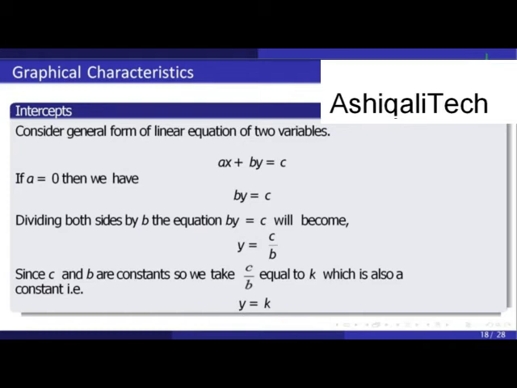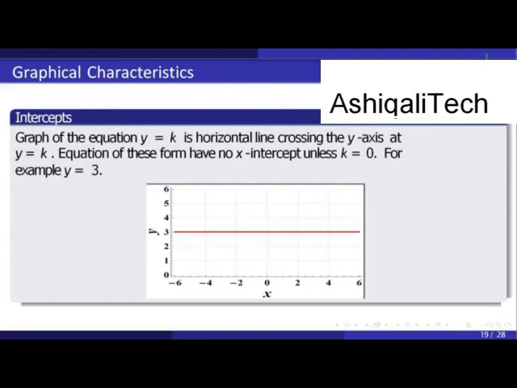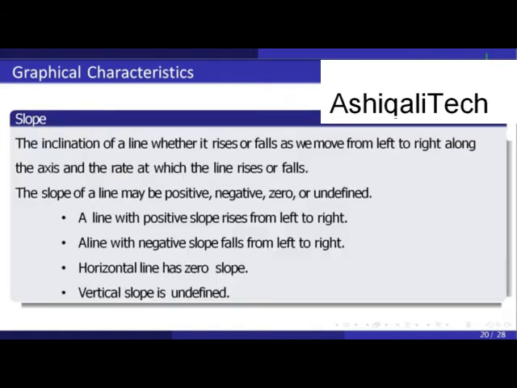Now we represent the graph of the equation y is equal to k, which is a horizontal line crossing the y-axis at the point y is equal to k. Equation of this form has no x-intercept unless k is equal to 0. That is, this line does not cross the x-axis. For example, if we take y is equal to 3, then we get the following horizontal line which is shown in the graph. Dear students, now we define slope.